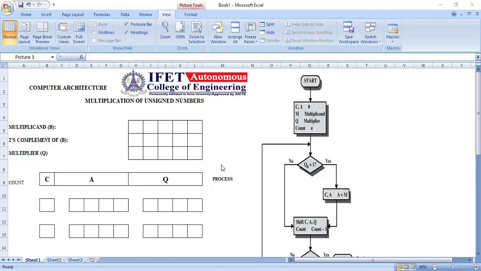Today in this session, we are going to discuss the multiplication of two unsigned numbers. Then we are going to proceed with the computer hardware to perform the multiplication of two unsigned numbers. To have a better understanding of this multiplication of unsigned numbers, we have been provided with a real-time scenario here. We need to multiply two numbers, and the corresponding flowchart has been provided here.